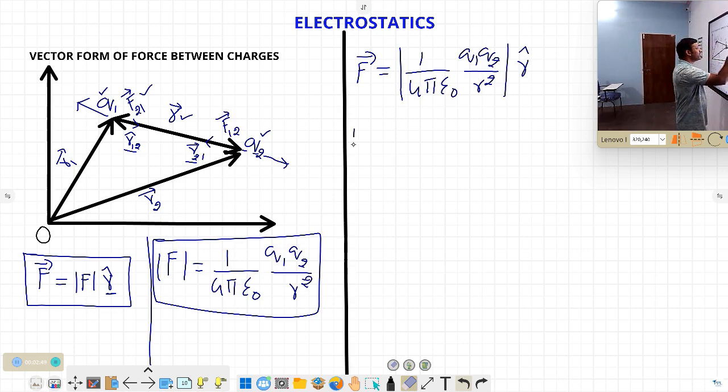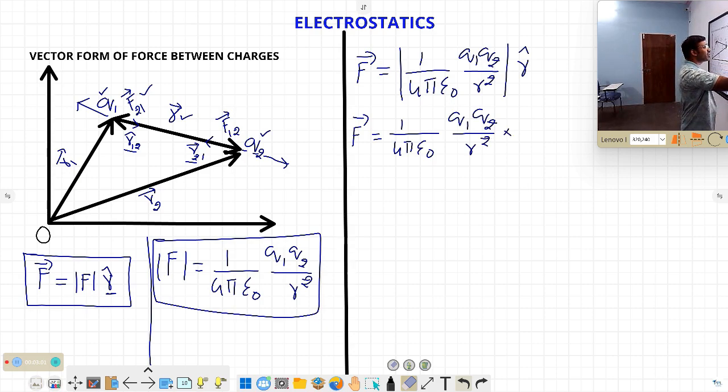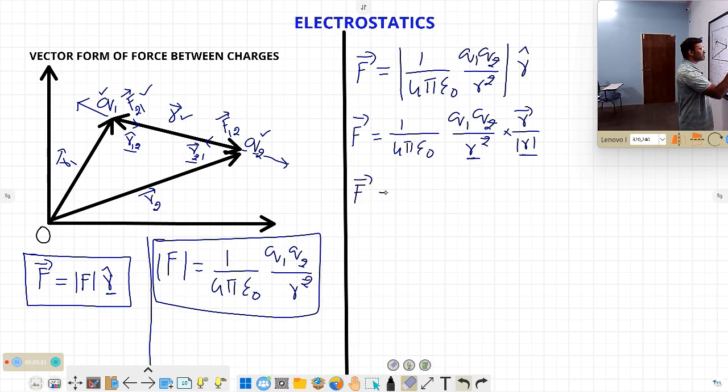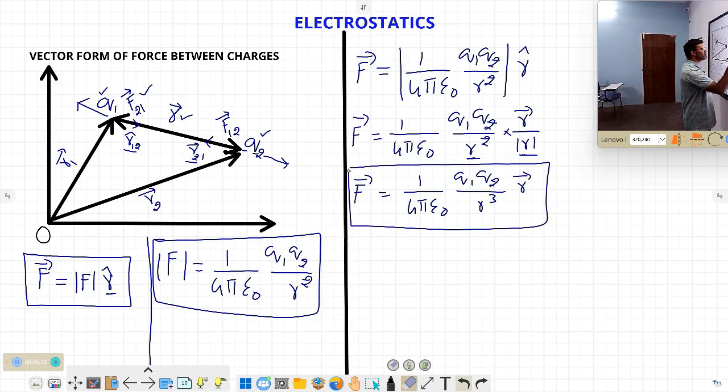So can I write the r cap in terms of vectors according to the basic statement of a unit vector? Before that, I am writing 1 by 4 pi epsilon naught into q1 q2 by r square into this r cap. I can write r cap as the r vector by the magnitude of the r vector. This r square is also a magnitude, and this is also a magnitude. So I can write the F vector as 1 by 4 pi epsilon naught into q1 q2 by r cube, in the direction of the r vector. This is the vector form of representation of this force.